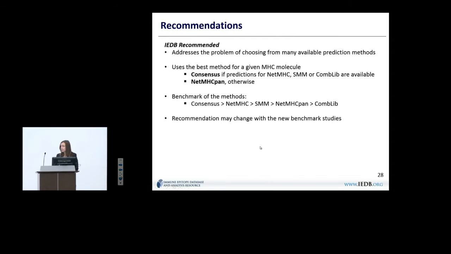The IEDB recommended method, so the consensus method, will give predictions only for the molecules that were part of a training set, okay? And then, as I mentioned, we have these pan-specific methods. So what the IEDB recommended method does is use consensus if a molecule was part of a training set, and it uses NetMHCpan if it was not. This is based on the benchmarks that were done before, basically just seeing how the performance of these methods compares. And of course, recommendations may change when new benchmarks are done and if we see different performances and a different ranking of the tools.